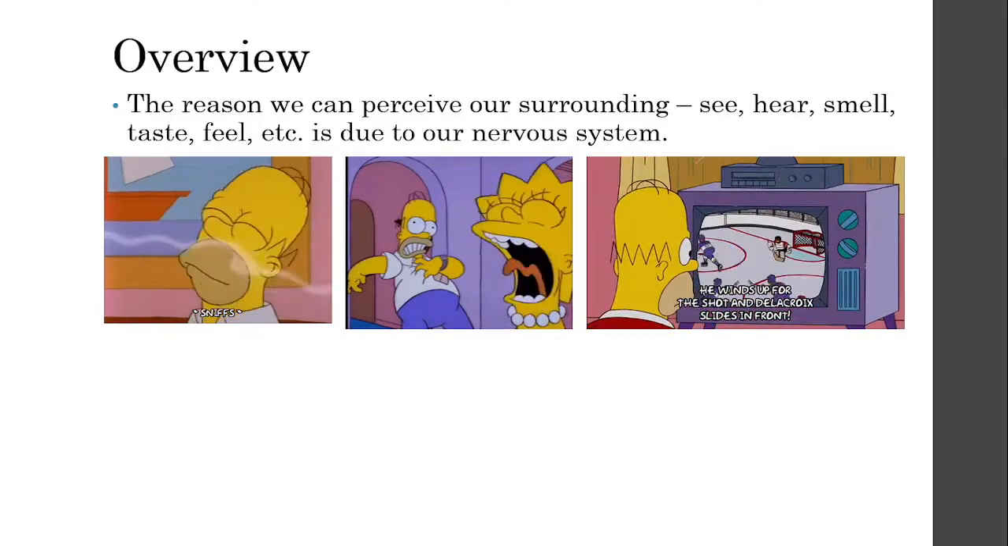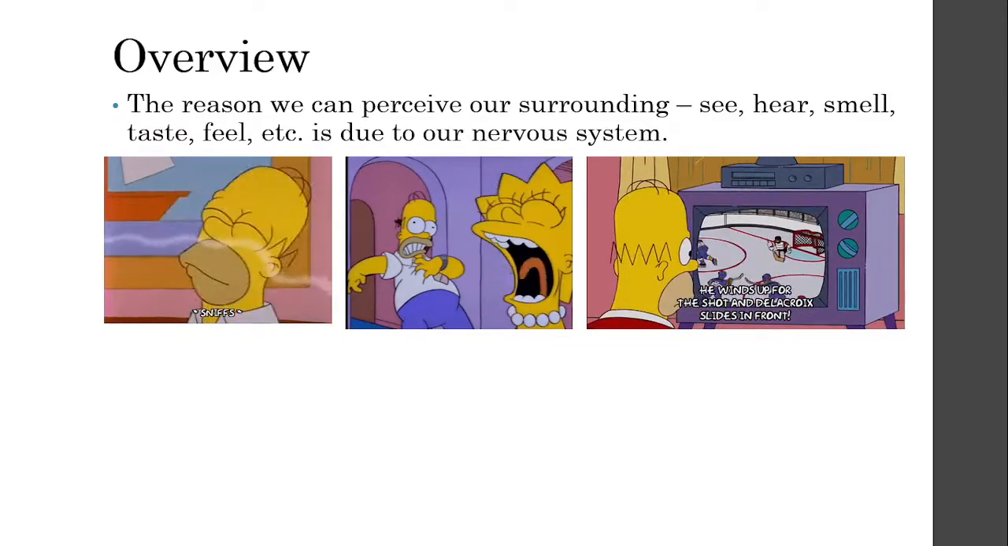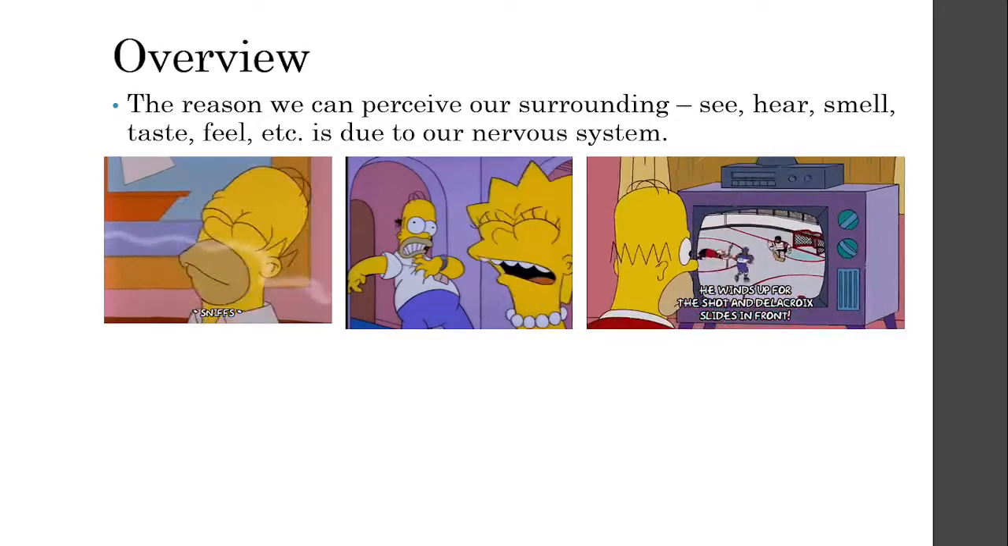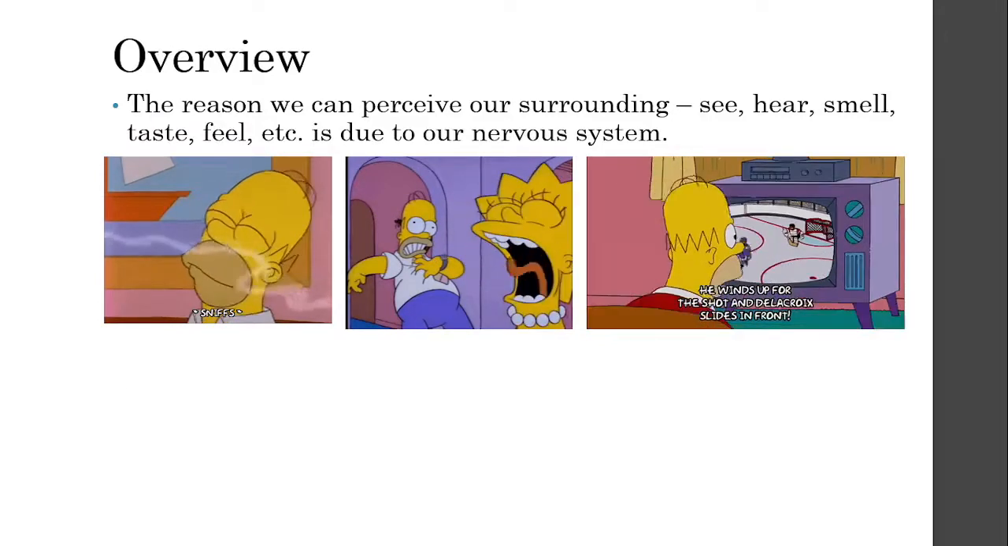That's why we owe a lot to our nervous system, because this is the system that allows us to have what we call perception. And perception is necessary for our survivability. Imagine if you can't see, imagine if you can't hear, imagine if you can't taste or even sniff anything. Life would be much more difficult, especially for us humans.